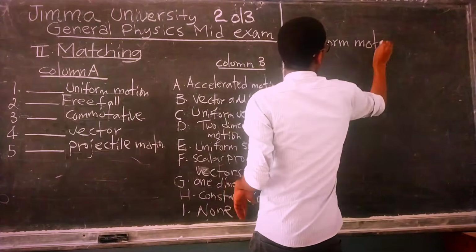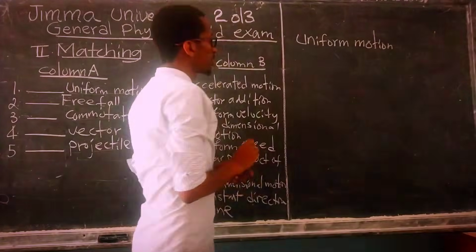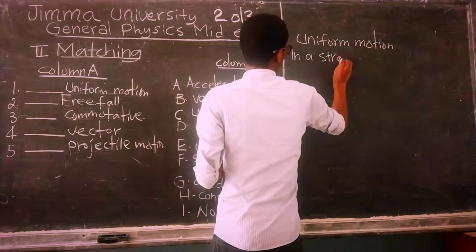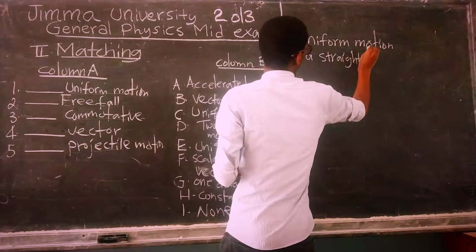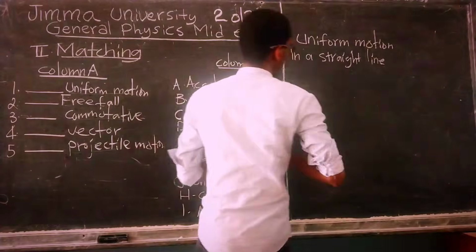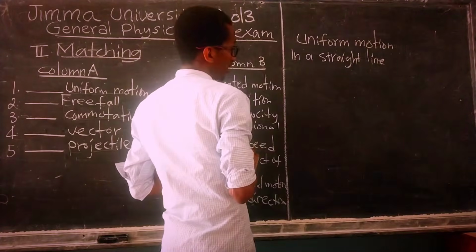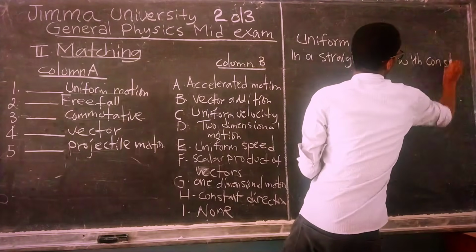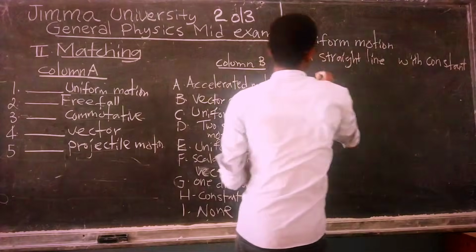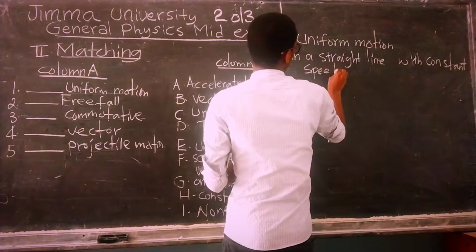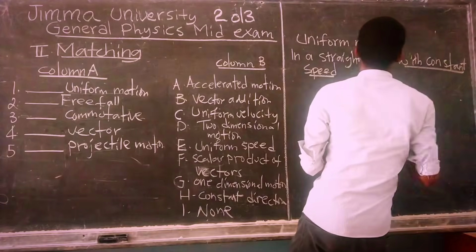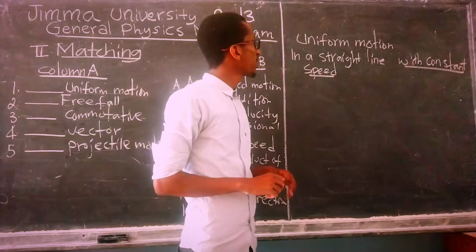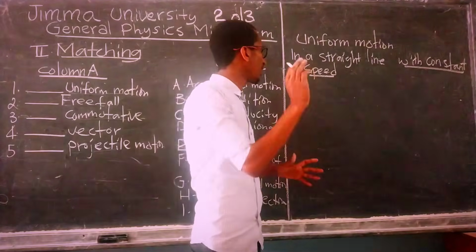So what's uniform motion? Uniform motion is a motion in a straight line with constant speed. So uniform motion, as we all know, is a motion in a straight line with constant speed.